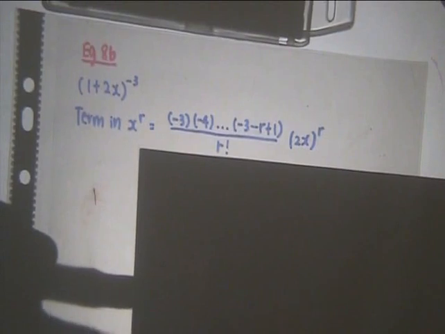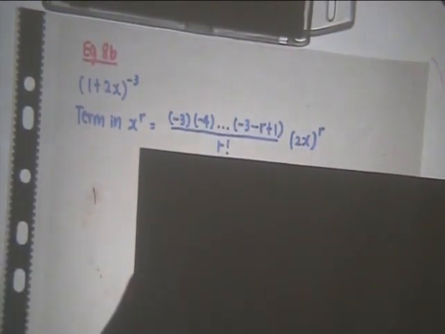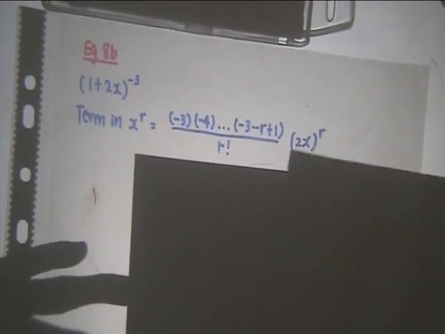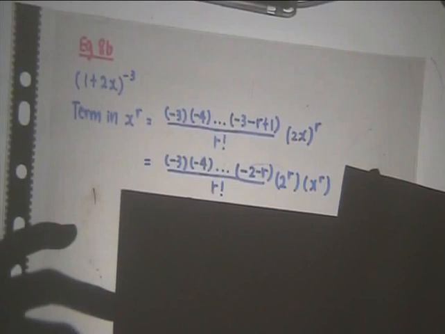In this case, your x is 2x. So 2x to the power of r. Again, we want to simplify this expression. So you can see that minus 3 minus r plus 1 will just give me minus 2 minus r. So I will have minus 3 times minus 4 times all the way to minus 2 minus r over r factorial. So again here, I can break it up to 2 to the power of r and x to the power of r.